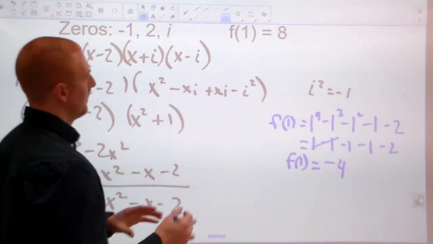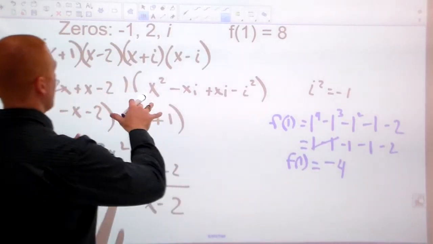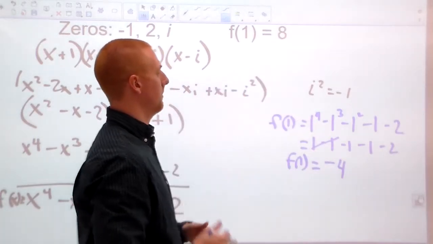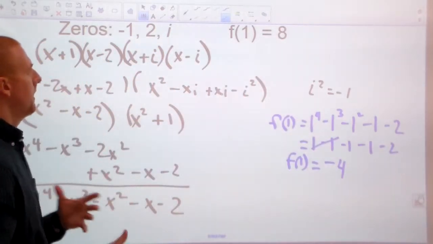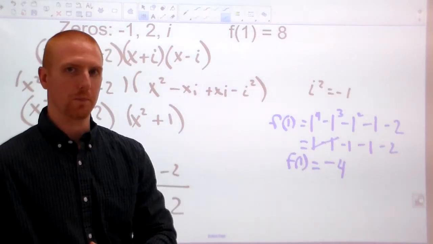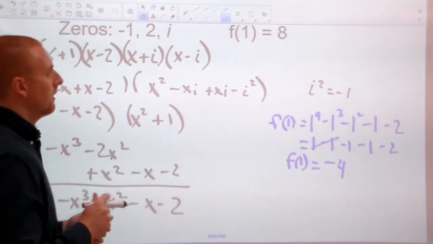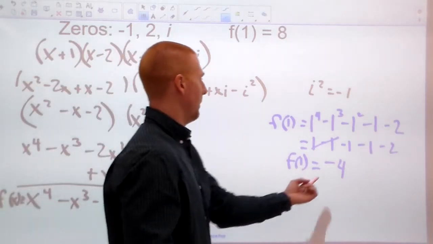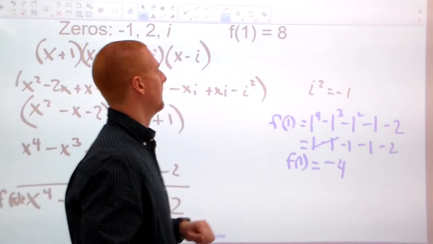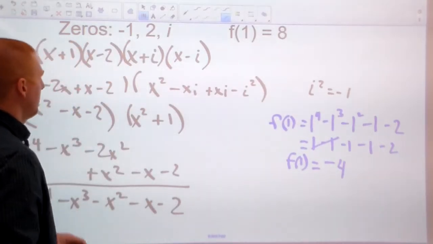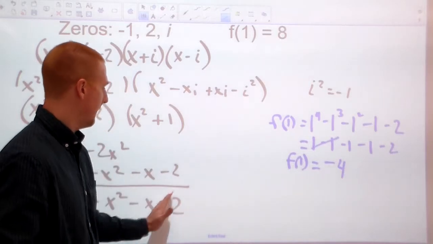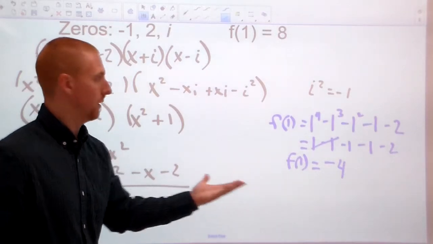Now I need to keep the same zeros, but I need for f of 1 to become positive 8. So there's two things that can happen here. One's completely wrong, so don't ever do it. The other one's the right way to go. One thing you could do is just add 12 to this, because if I added 12 to negative 4, I would definitely get 8. But if I add something to the end of this polynomial, well, adding a number to f of x, so let's say we do this.